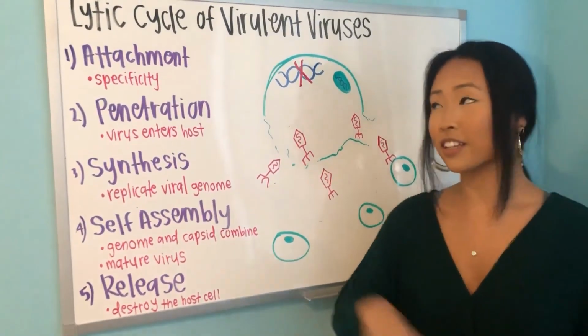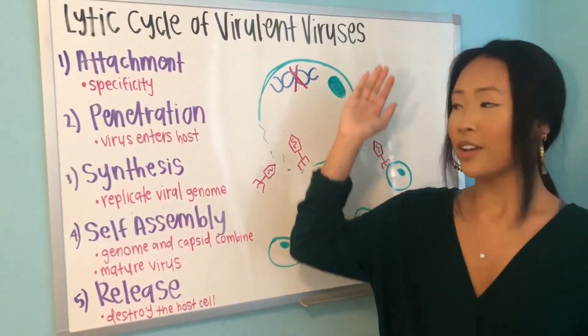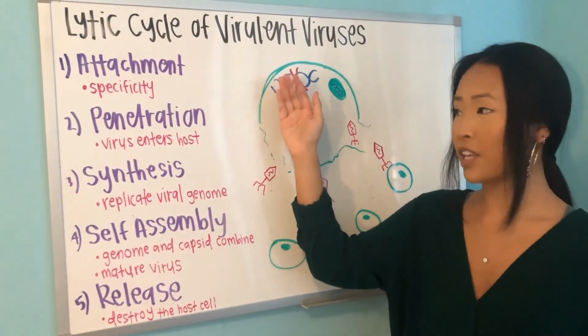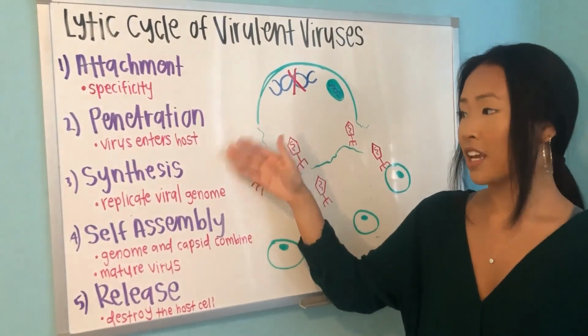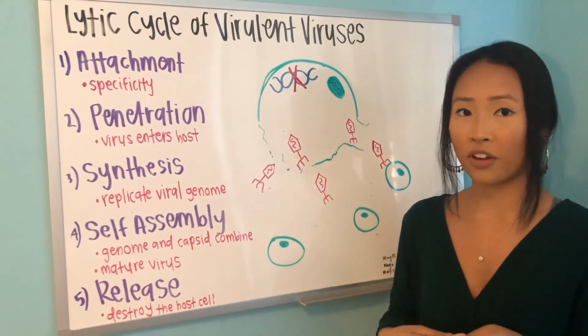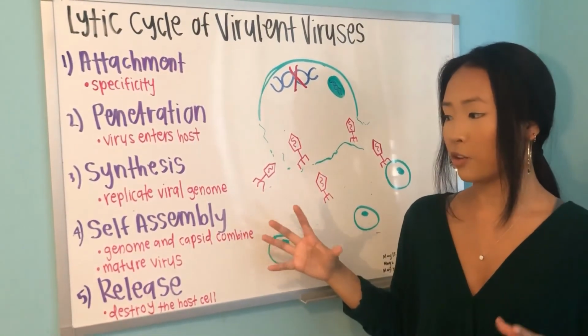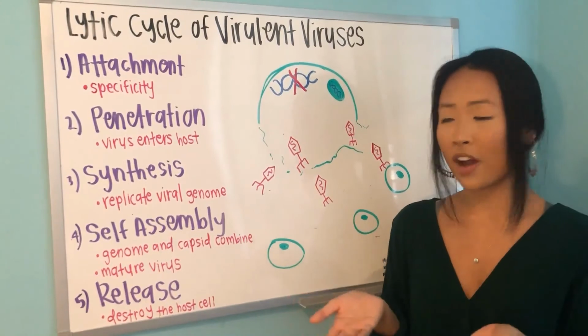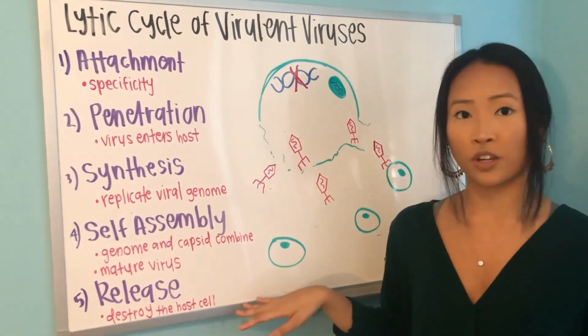Okay, so that was the lytic life cycle of a virulent virus. We have attachment, it attaches to the host cell. Penetration is entering it. Synthesis is when we are replicating more of the virus. Self-assembly is when those parts come together and we have new viruses. And then release is when we destroy it.